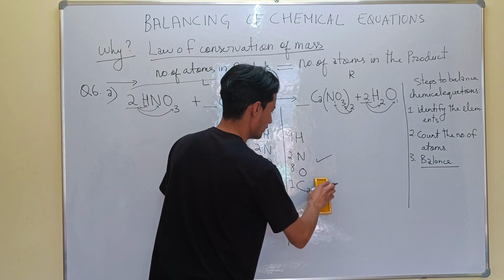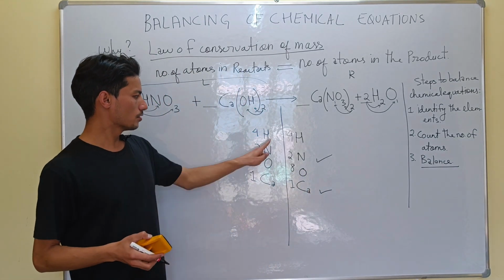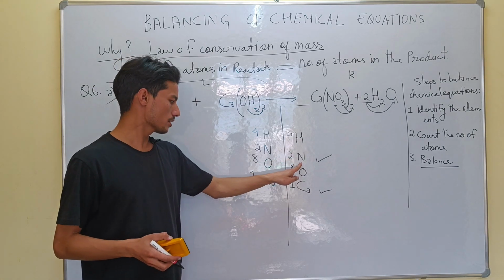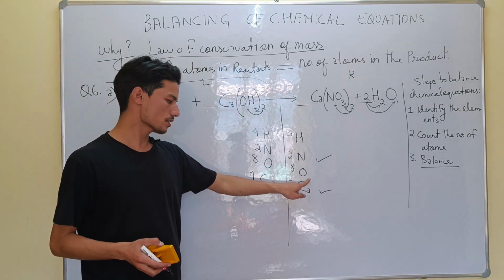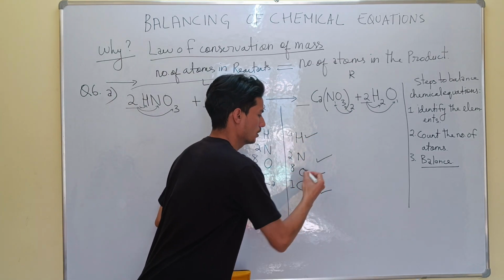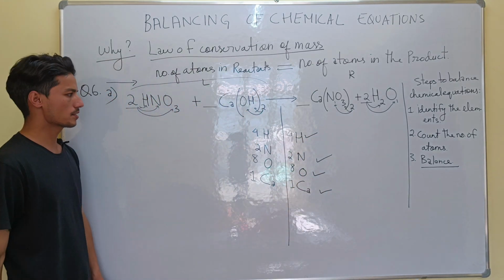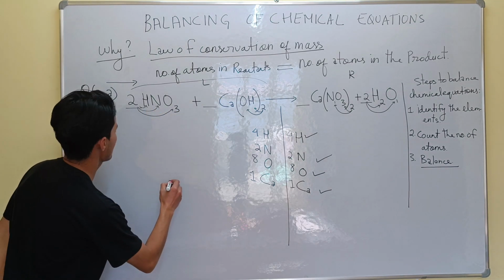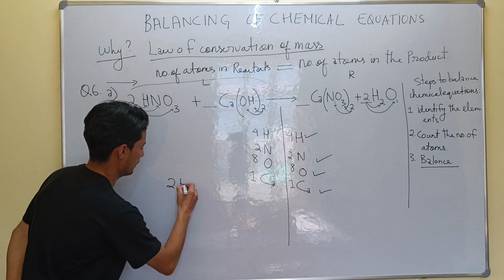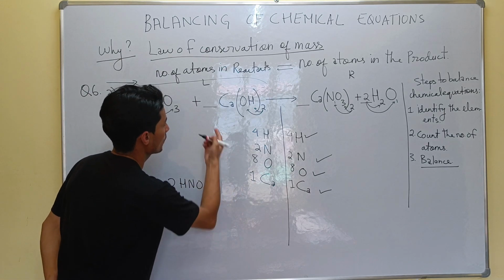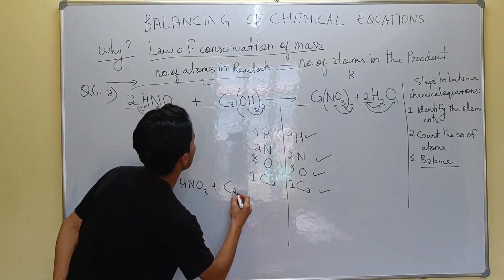Okay, now have a look. 4 hydrogen, balance. 2 nitrogen, balance. 8 oxygen, balance. Calcium was already balanced from before. So all the elements have been balanced. So the balanced chemical equation, we can rewrite this as 2HNO3 plus, well, we don't have to write anything here.